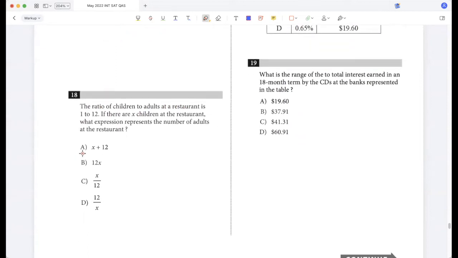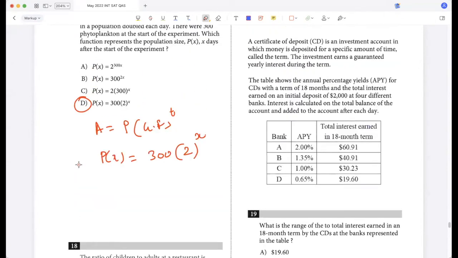The ratio of children to adults at a restaurant is 1 to 12. If there are x children at the restaurant, what is the number of adults? So children to adults is 1 to 12. So x to adults is 1 to 12. So adults is 12x.